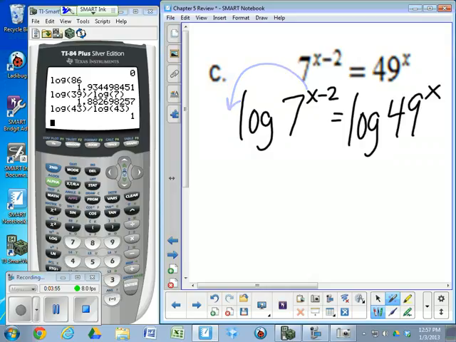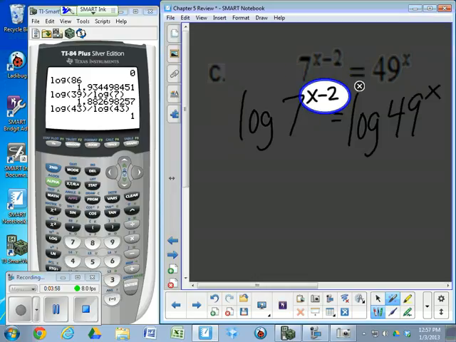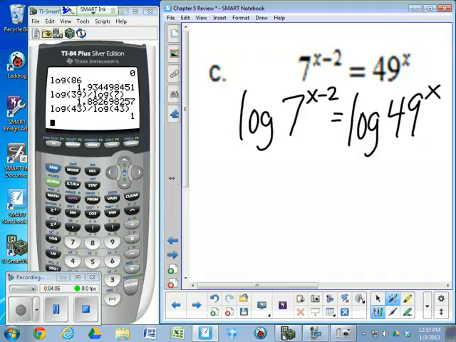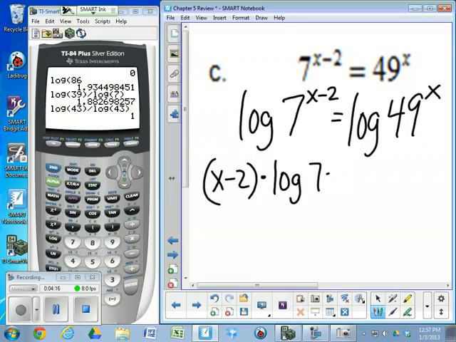So that x minus 2, the whole thing, is going to go woo, out to here. And this little x on 49 is going to come out front there. So the next line will look like this. X minus 2, that exponent, is now multiplied by the log of 7. When I just say log 7, what's the base? Base 10. We put everything in base 10 because that's the easiest base to use. And then the x can come out front, the x times the log of 49.